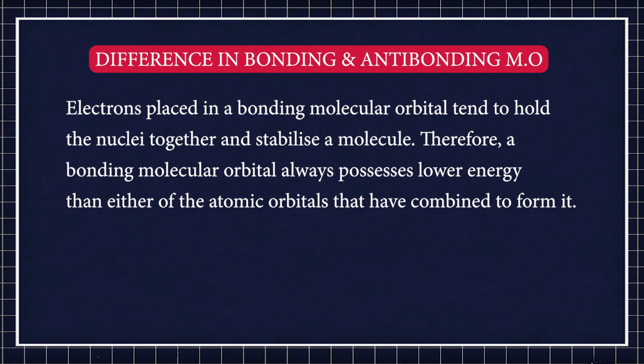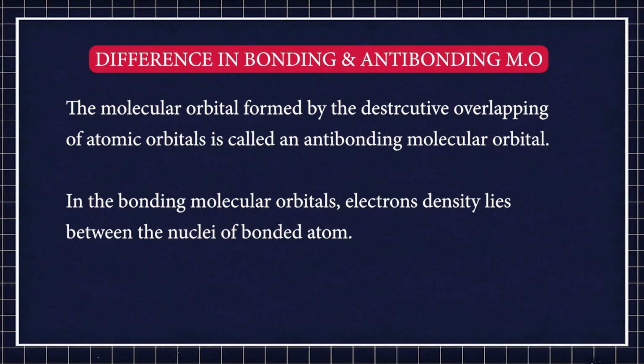Electrons placed in a bonding molecular orbital tend to hold the nuclei together and stabilize a molecule. Therefore, a bonding molecular orbital always possesses lower energy than either of the atomic orbitals that have combined to form it. In contrast, the electrons placed in the antibonding molecular orbital destabilize the molecule. This is because the mutual repulsion of the electrons in this orbital is more than the attraction between the electrons and the nuclei, which causes a net increase in energy.